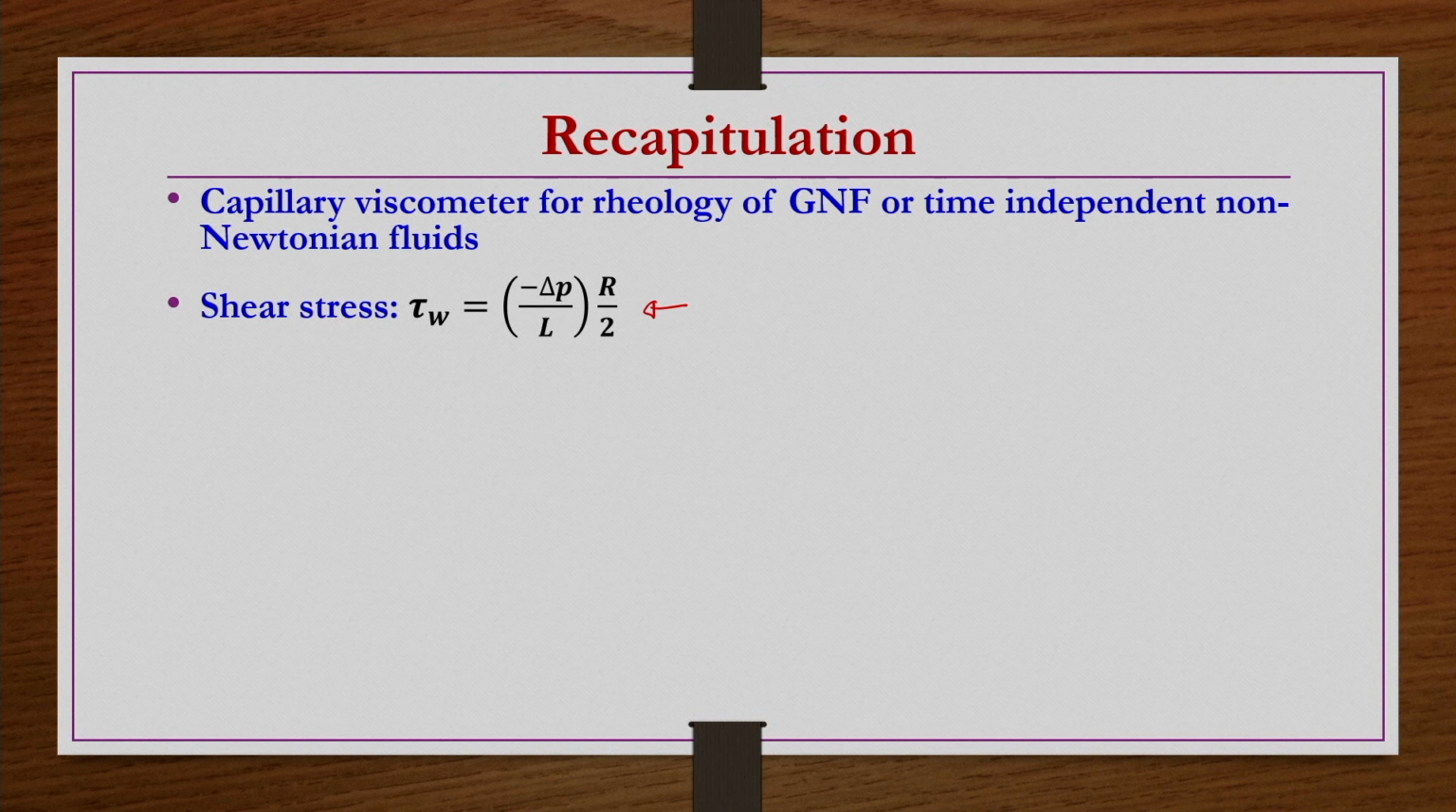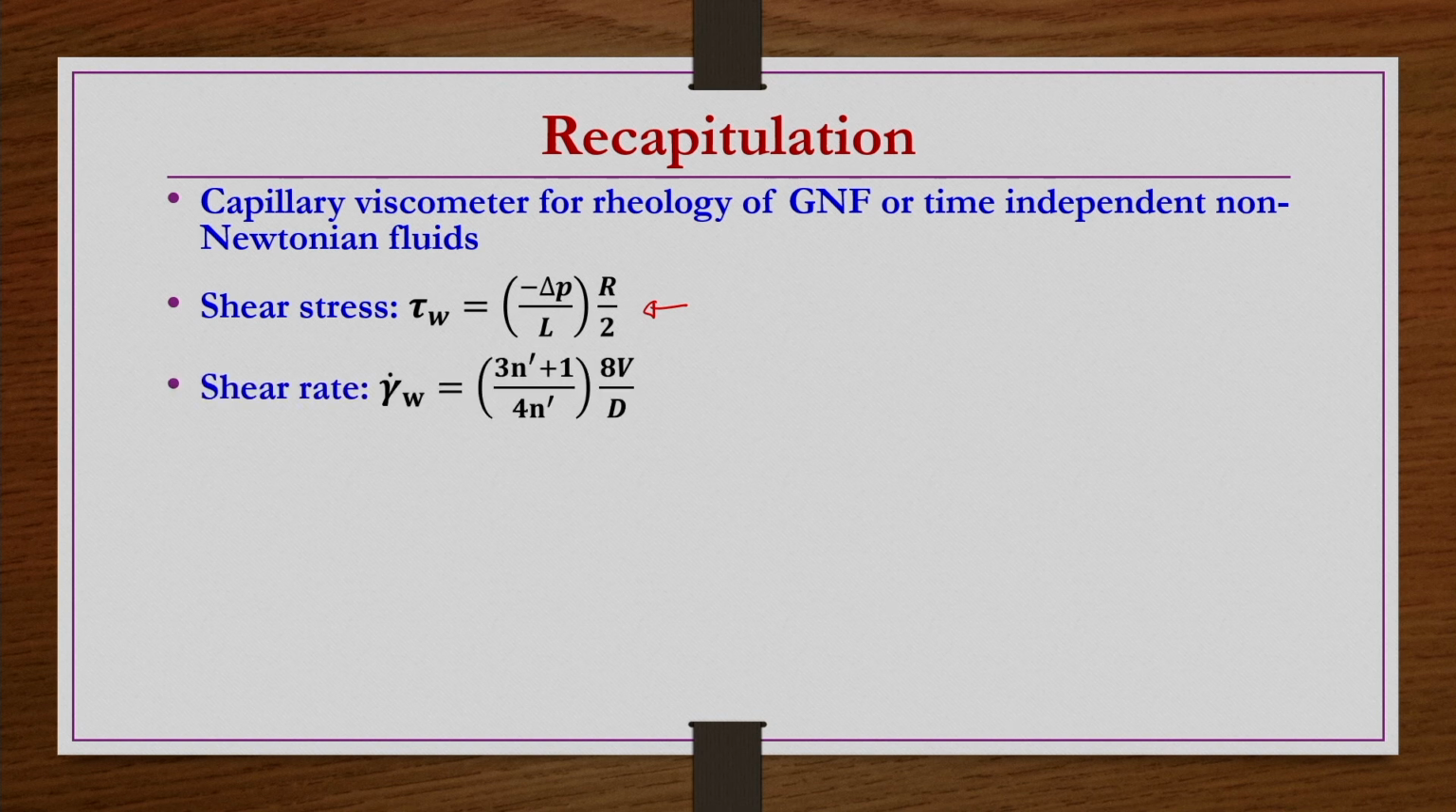In obtaining this relation, we have seen that the nature of the flow, whether laminar, turbulent or transition region, was not considered, and the nature of the fluid was also not brought into the picture, until we found this relation tau w equals minus delta p by L times r by 2. That means as long as the flow is fully developed, incompressible and steady, we can use this relation for any fluid flowing through a capillary.